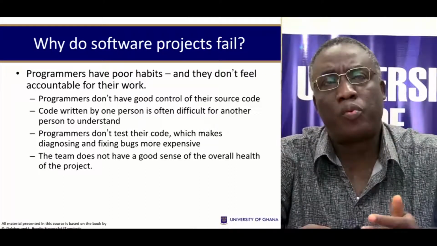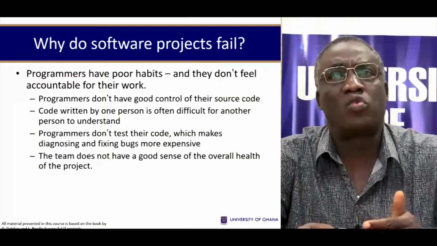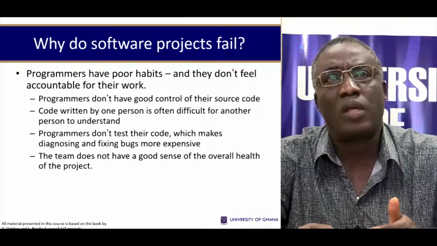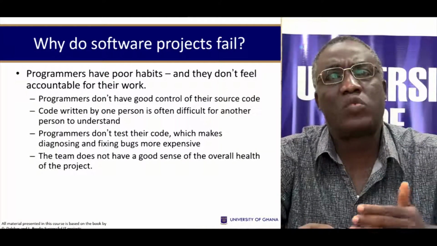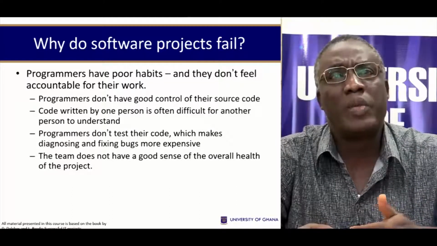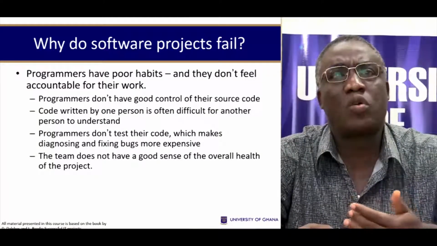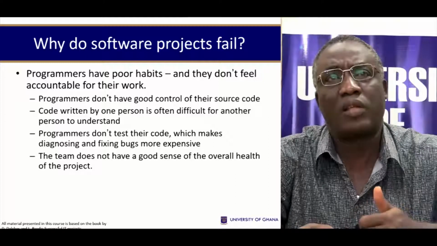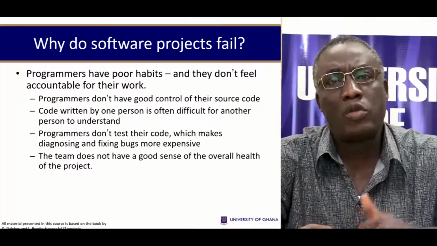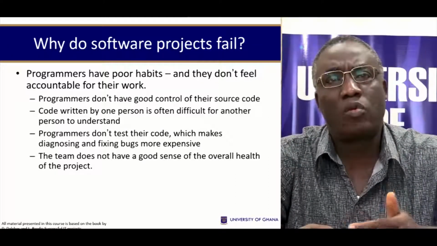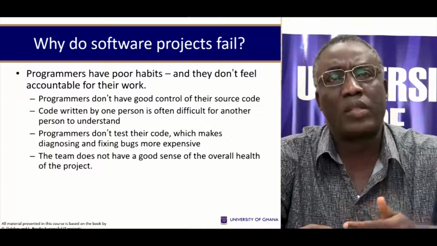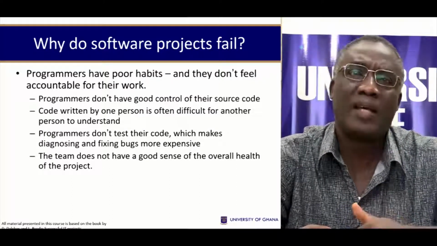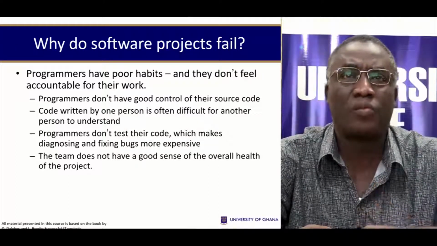At times, programmers also don't have good control of their source code. Someone writes a code, and then another person has to take over that code, and it may be difficult for the person to understand because of poor annotation of that code. We know that when you write every code or every program, you must annotate it. You must have comments to go with it to enable others to understand the code later on.